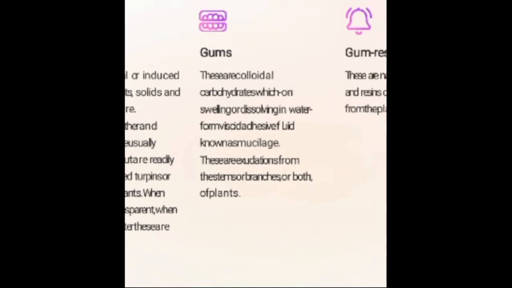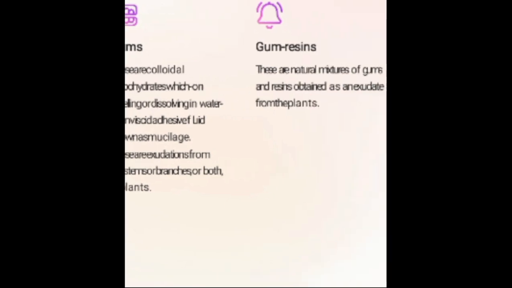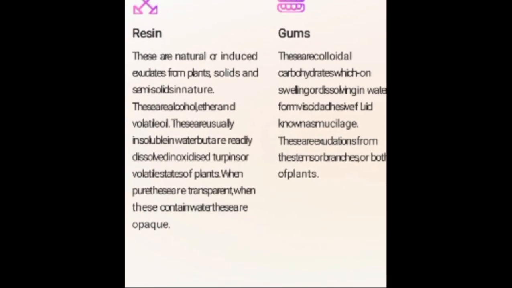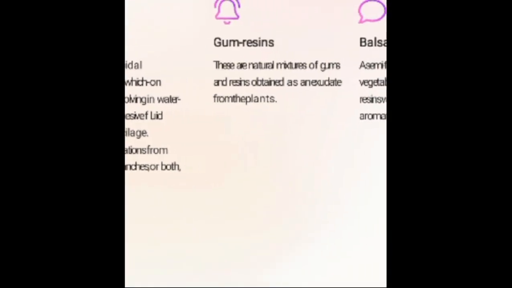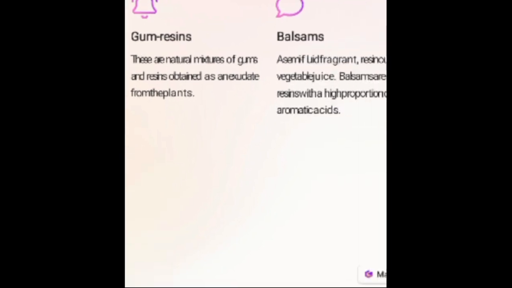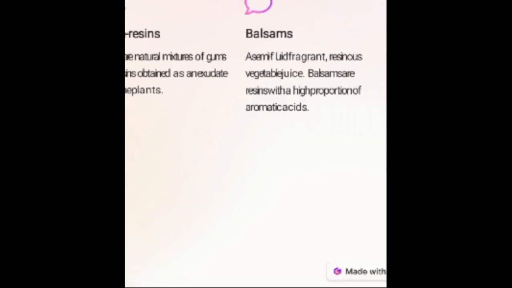What are gums? Gums are colloidal carbohydrates which dissolve or swell in water. We have gum resins. Resins and gums together form the gum resins. They are natural mixtures of gums and resins obtained as an exudate from the plant. We have balsams. Balsams are semi-liquid, fragrant, resinous vegetable juices. Balsams are resins with a high proportion of aromatic acids. Aromatic means fragrance.